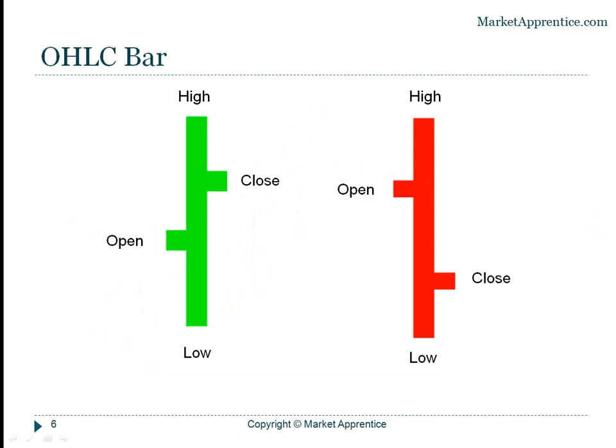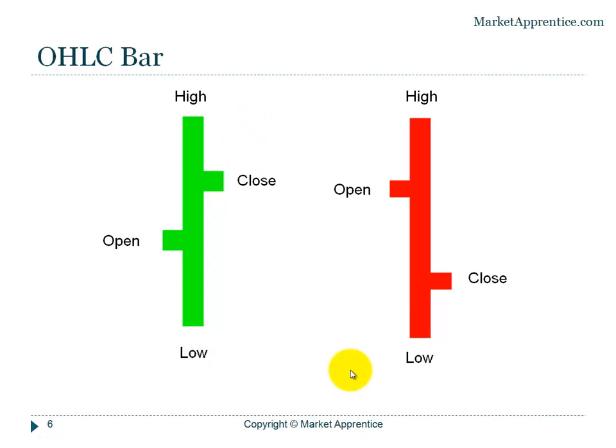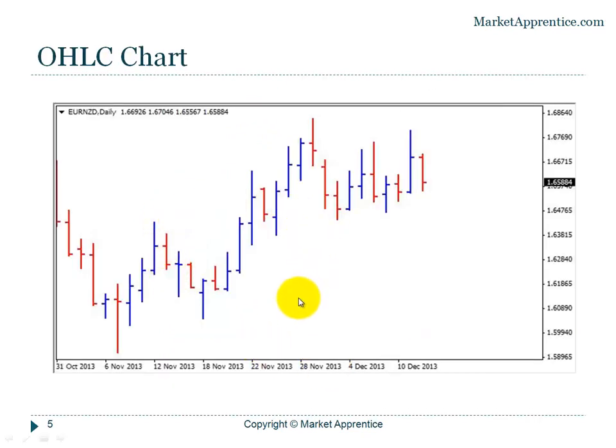Now, the chart previously was made out of multiple bars that look somewhat similar to the one in front of you. An OHLC bar is made up of, as you would imagine, an open value, a high value, a low value, and a close value. Each bar represents a specific time frame in the market. In this example, this is a daily chart, so every bar in front of you represents one day.